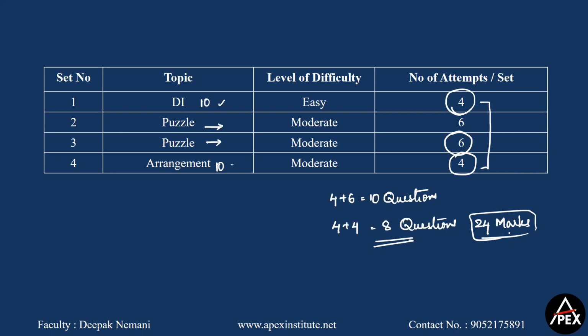Clear? So 24 marks should be the minimum, and 30 to 36 marks should be a decent score in this paper. Clear, guys?